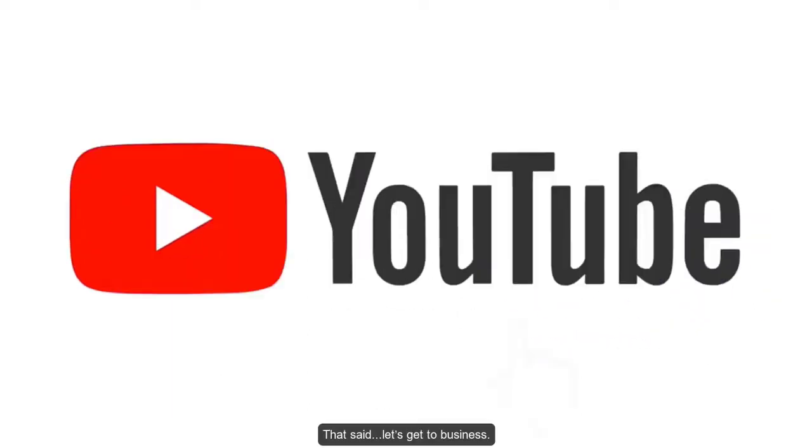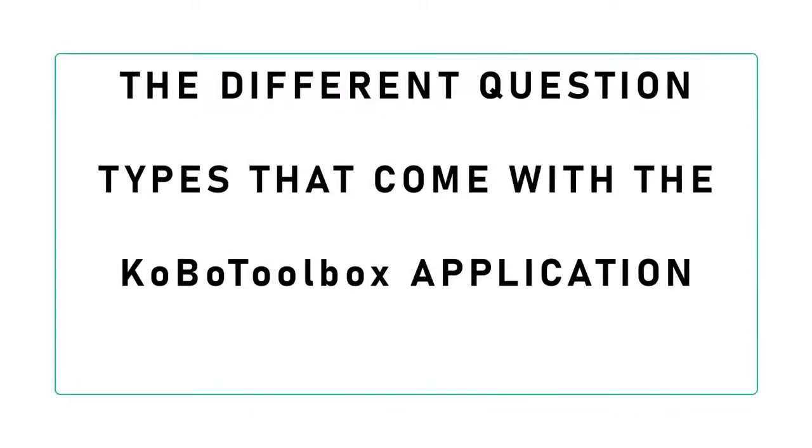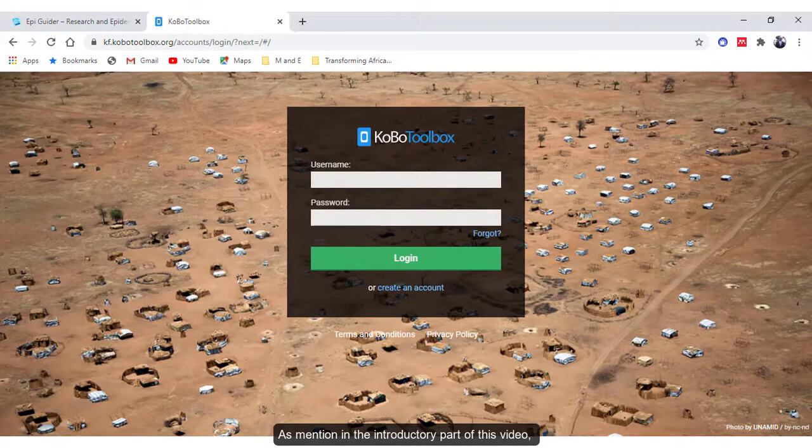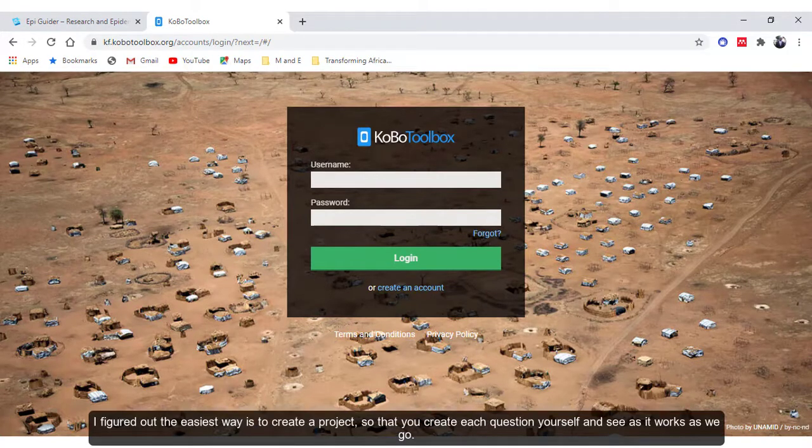That said, let's get to business. As mentioned in the introductory part of this video, there are 23 main question types that come with the Kobo Toolbox application. Remember this, you don't have to use all of them in your forms or projects. The general tendency when we learn something new is you want to use everything as a go, something I'm guilty of myself. To look at each of the 23 questions, I figured out the easiest way is to create a project so that you create each question yourself and see how it works as we go.